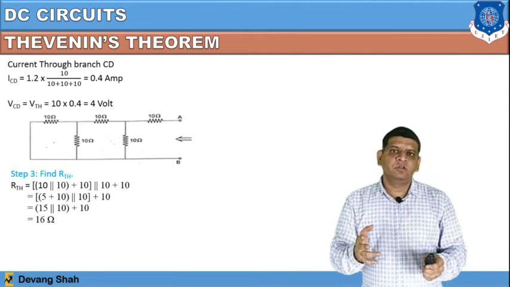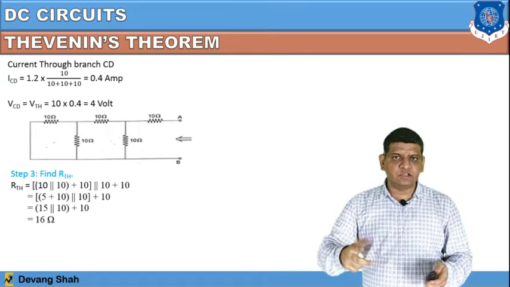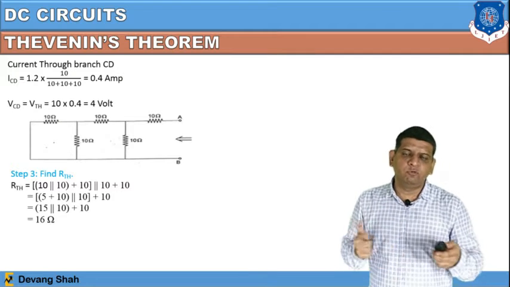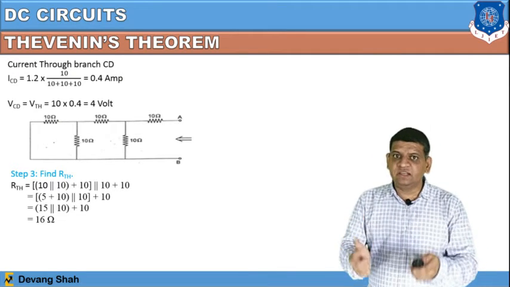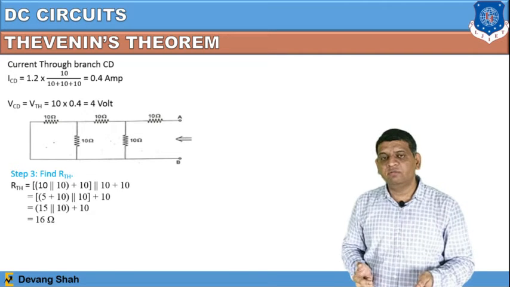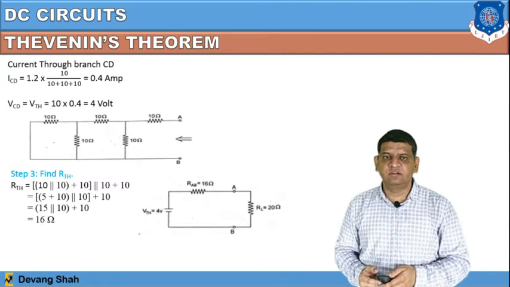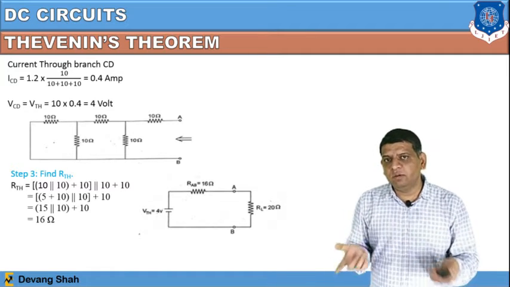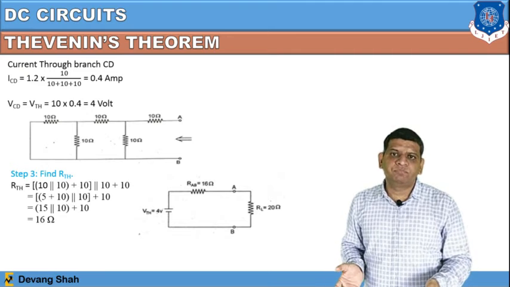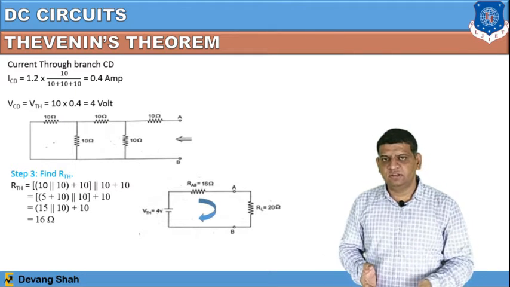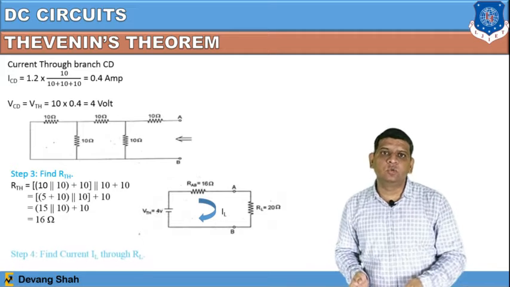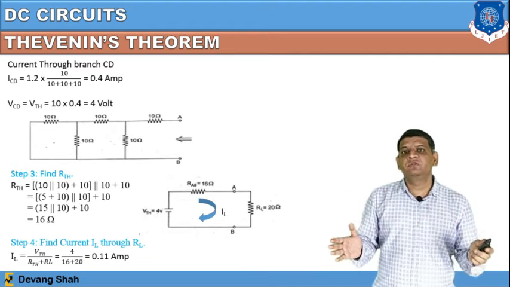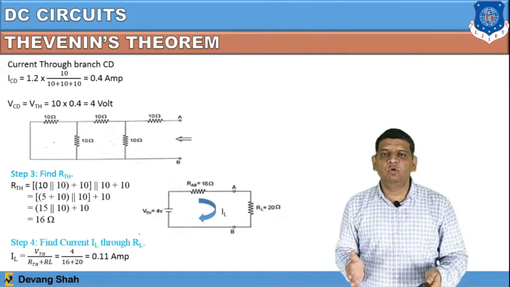So now you have found VTH and RTH, make it in a series, right? VTH in series with the RTH, so 4 volt VTH in series with a 16 ohm resistance. So you can find this network. Now you use step number 4, which is you now connect the RL. Once you connect the RL, you can easily find the load current IL using this equation: IL is equal to VTH divided by RTH plus RL. The current passing through the 20 ohm resistance is 0.11 ampere.